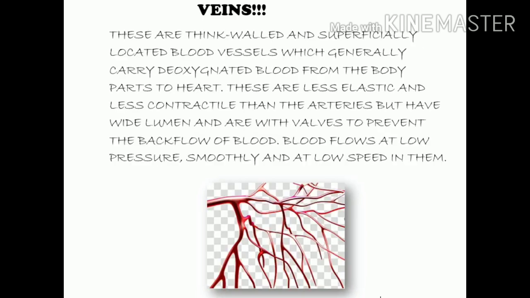Next we will discuss veins. These are thin-walled and superficially located blood vessels which generally carry deoxygenated blood from the body parts to the heart. These are less elastic and less contractile than the arteries but have a wide lumen and are with valves to prevent the backflow of blood. Blood flows at low pressure, smoothly and at low speed in them.